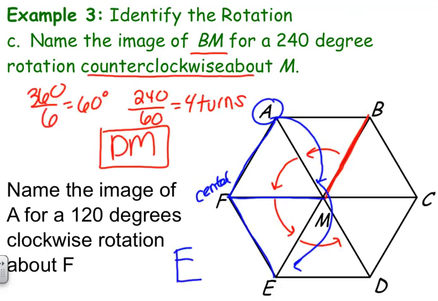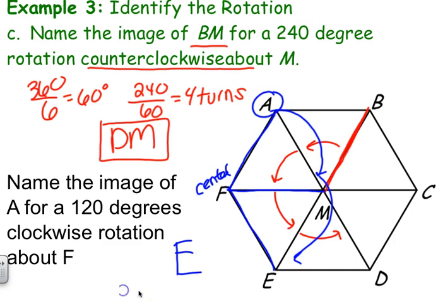The first one, I had a new shape, so I had to figure out the smallest degree of rotation by doing 360 over 6, and I got 60 degrees. So if I'm going 240 degrees, that means I'm going 4 turns. So if I start off at BM and I go counterclockwise this direction, 1 turn, 2 turn, 3 turn, 4 turn. It should be at DM.